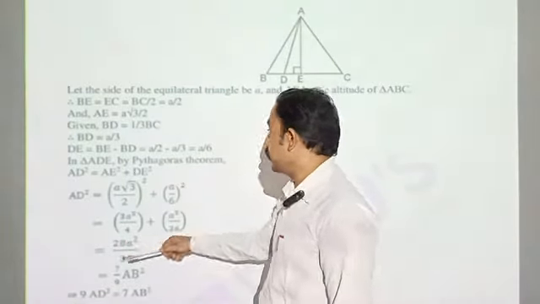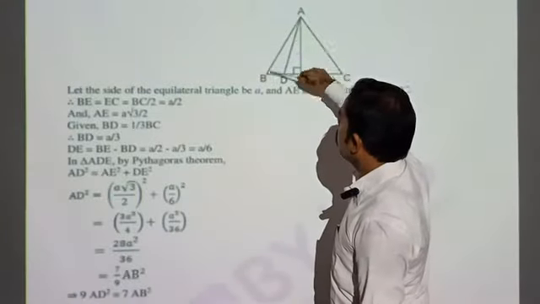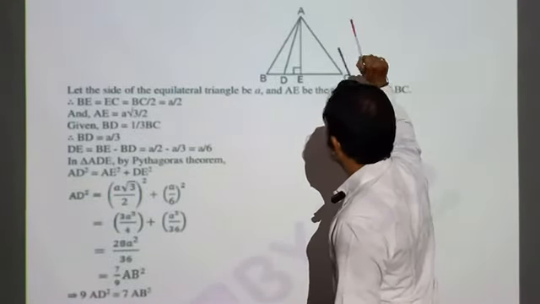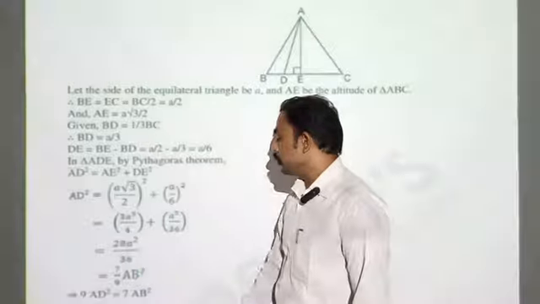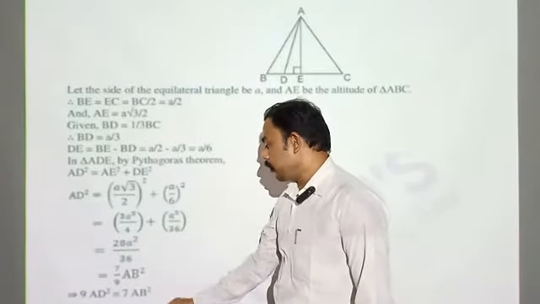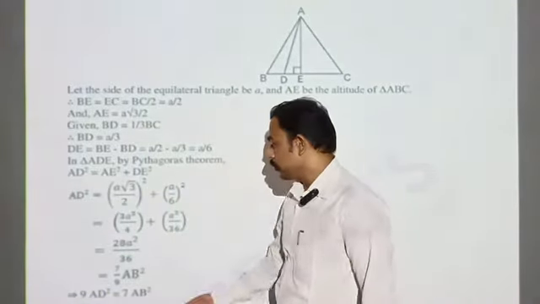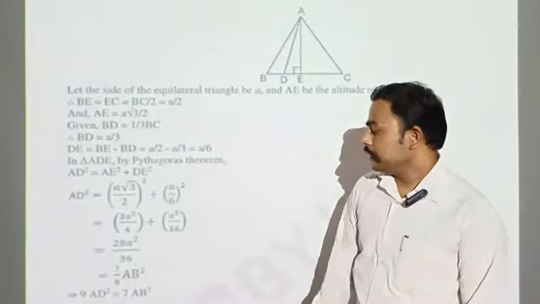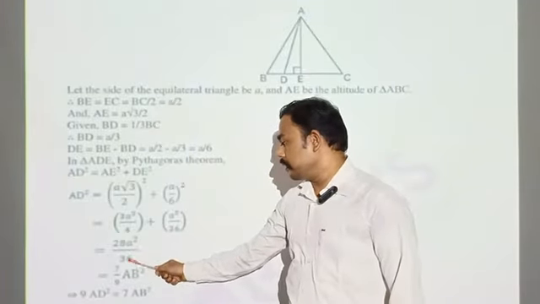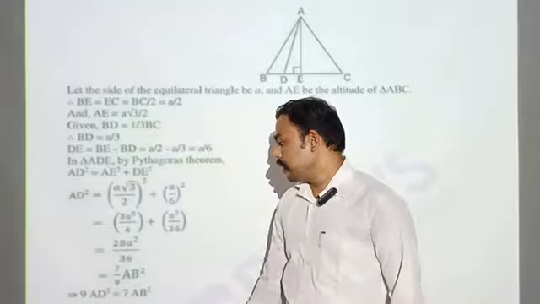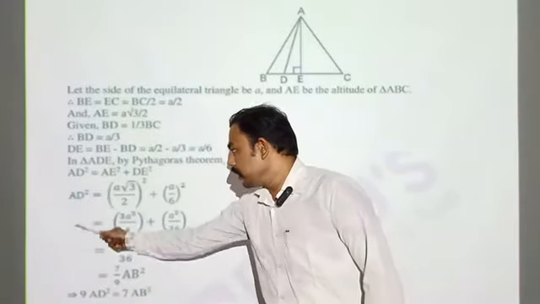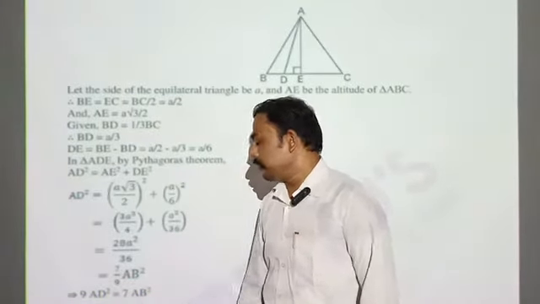What is meant by A squared? Side A. I can replace A, so I can replace small a with side AB. So small a equals side AB. So I can write AD square equal to 28 A square by 36, with A square as AB square. Now using cross multiplication, 9 into AD square equal to 7 AB square.